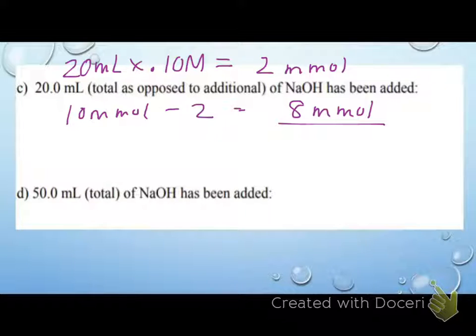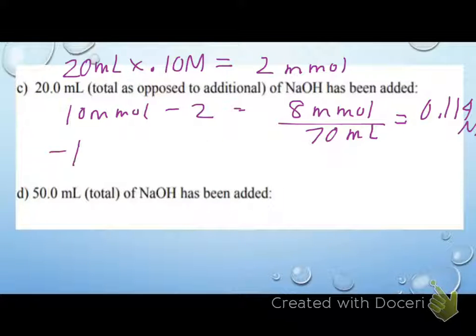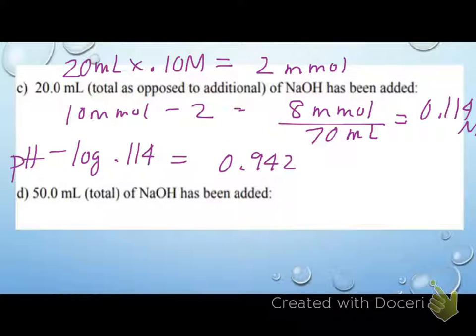Divided by my new volume, which is 70. Someone's paying attention. That's going to give me 0.114 molar. So negative log of 0.114 is going to be 0.942 pH. So I'm still going up, which is good. Same thing for the 50 milliliters: 5 millimoles left over, and then 5 millimoles over 100 milliliters.